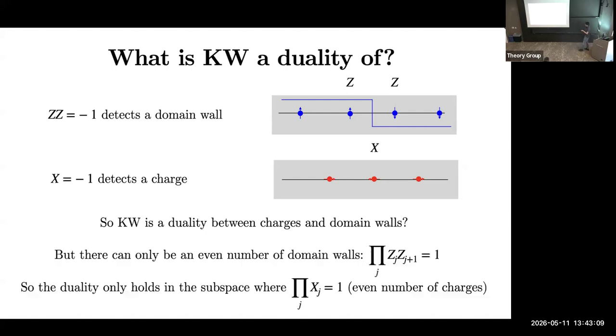But there's a subtlety, which is there can only be an even number of domain walls. If you flip a spin, you always create domain walls in pairs. And that comes from the fact that if you take the product over ZZ, this telescopically cancels and you get +1. So you can only have an even number of domain walls, but on this side, you can have either odd charge or even charge. So the duality only holds in the subspace where the product of X is equal to +1, that is, in the even sector of the model, or the singlet sector.